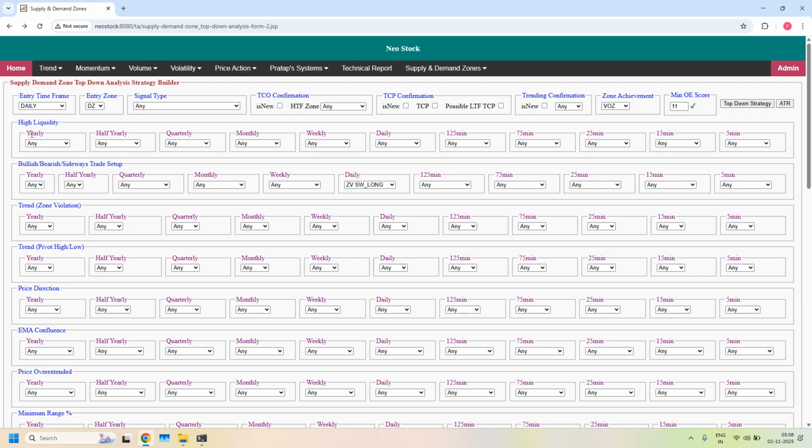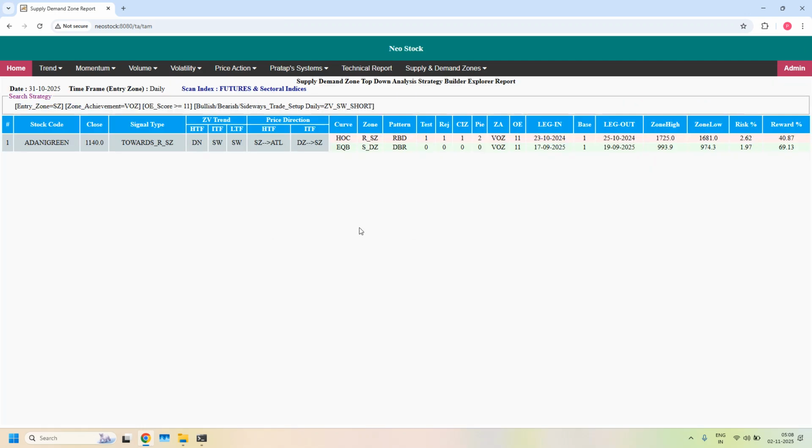Okay, next, sideways short trade setup. The changes are daily supply zone and sideways short. Monthly income trade for sideways short trade setup. We got only 1 stock, but it is a pierced zone. You should use it only for the pierced zone strategy that you learned in lesson 29. Sorry, lesson 28.